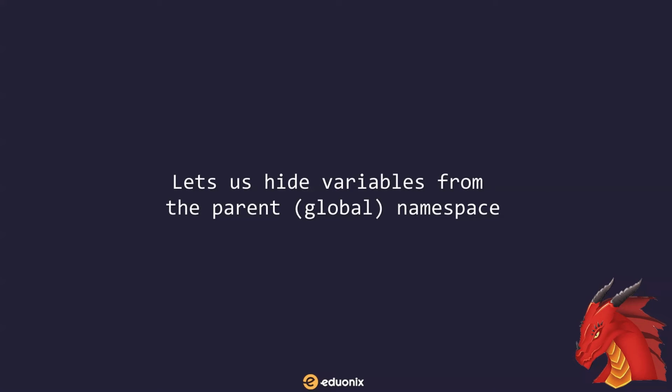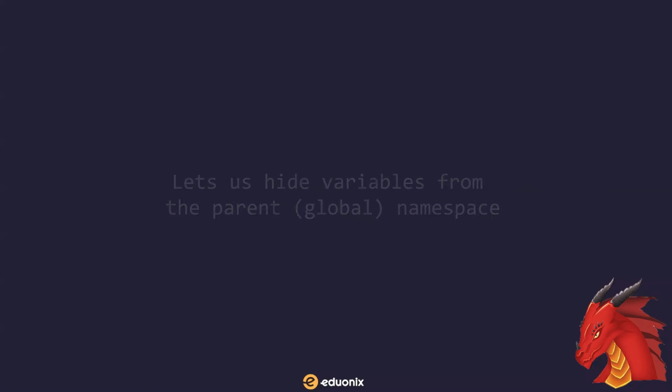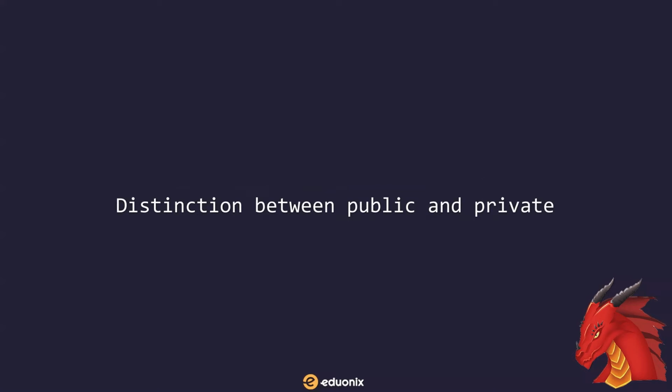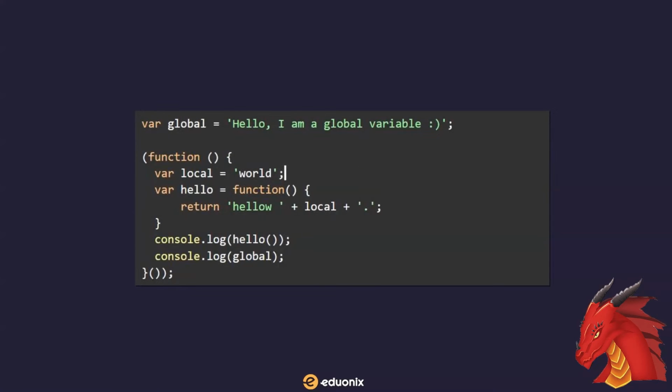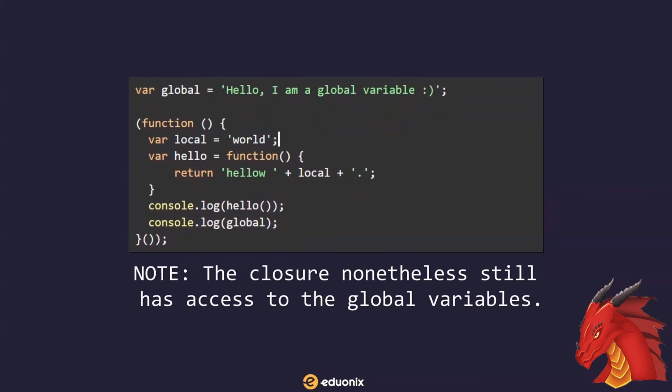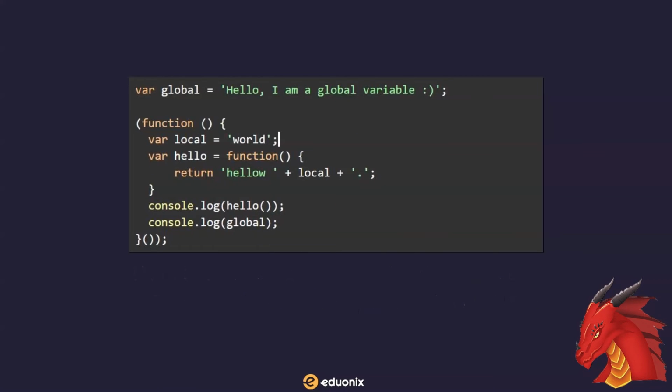This procedure then lets us hide variables from the parent global namespace. And this hiding provides for a distinction between public and private. By using this approach, you can also use local variables inside this function without risking accidentally overwriting existing global variables. The first console log outputs "Hello World," while the second console log outputs "Hello, I'm a global variable," smiley face. Note, the closure nonetheless still has access to the global variables.